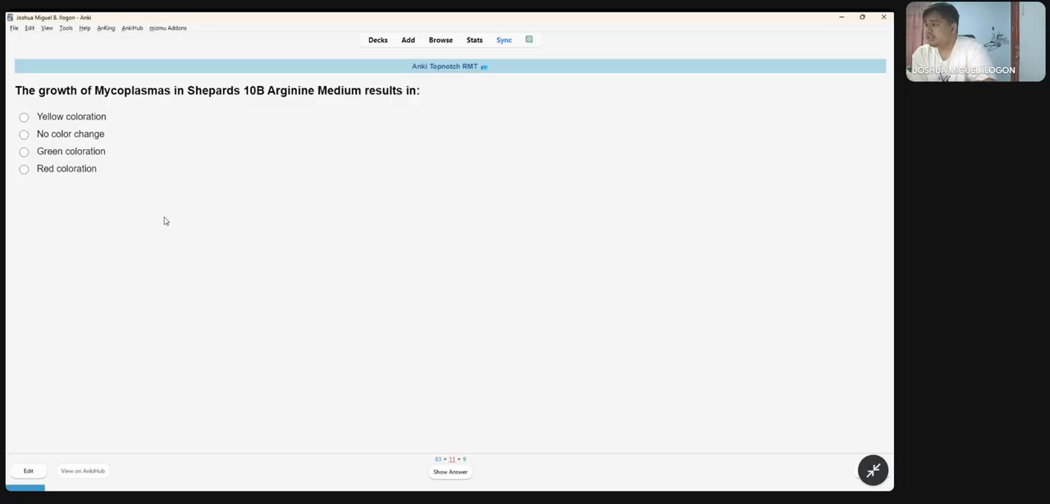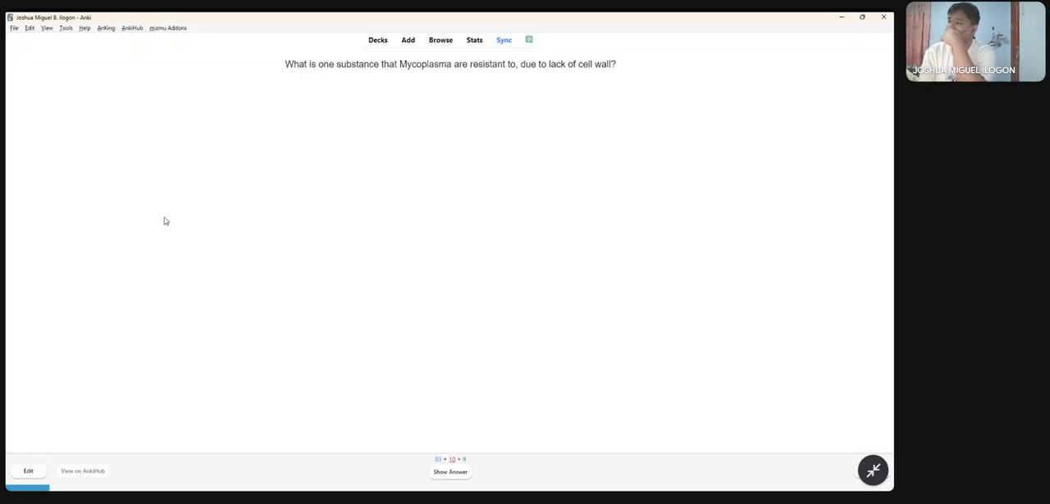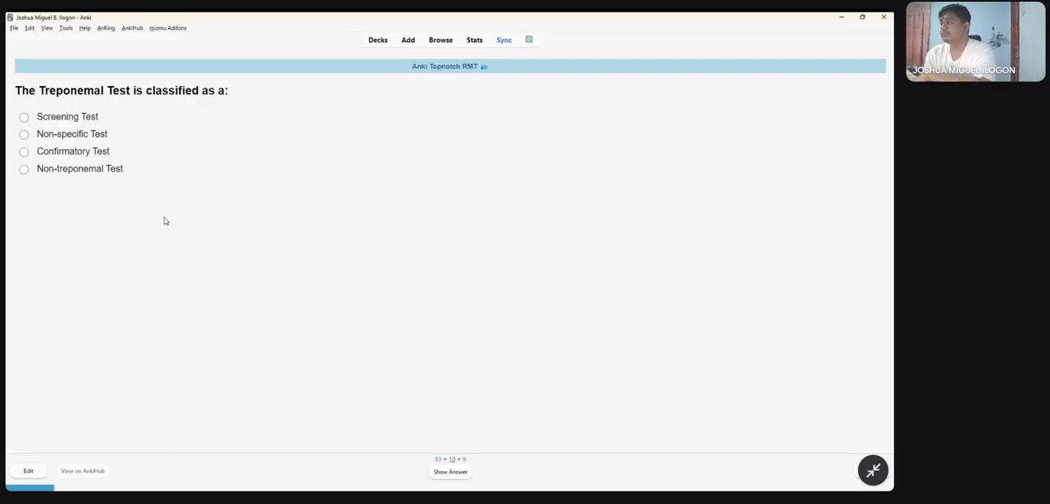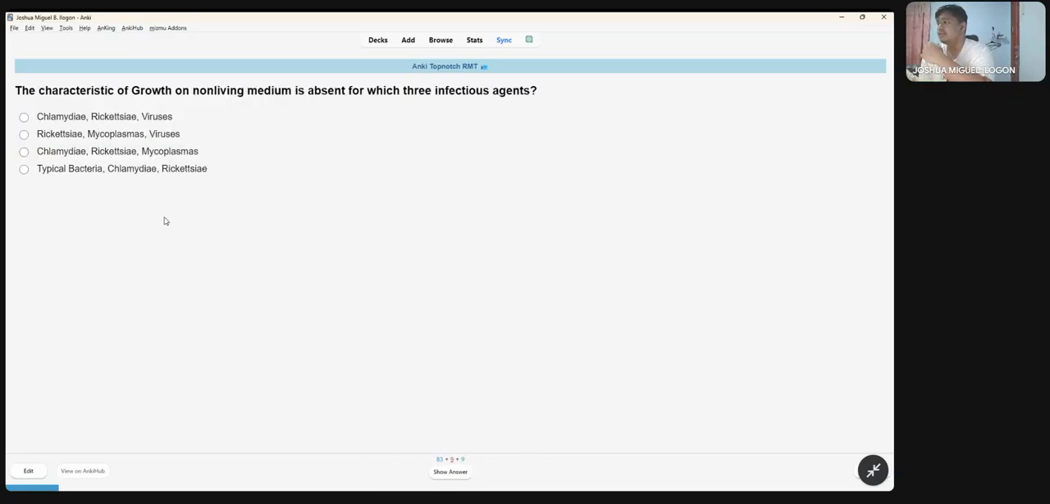Shepherd's Denby arginine medium results in no color change. Oh, damn, I forgot. What is the one source of mycoplasma resistant to? Penicillins. Treponema test is the confirmatory test. And another verse.